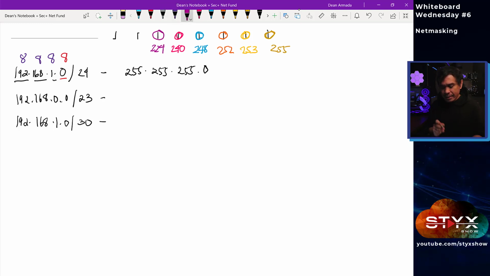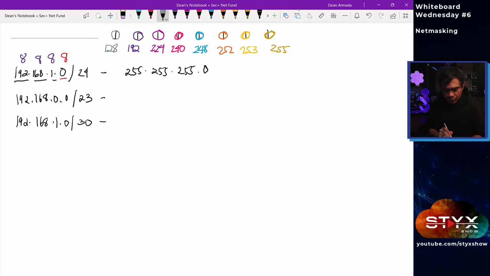Now, if I set the third bit from the left to 0, so it will be 2 ones and 6 zeros, this will become 192. And if I set the second bit to 0, meaning only one bit is set to 1, this will become 128. And obviously if I set this to 0, it will become just 0.